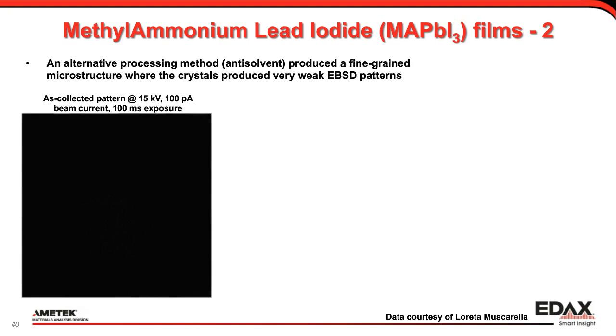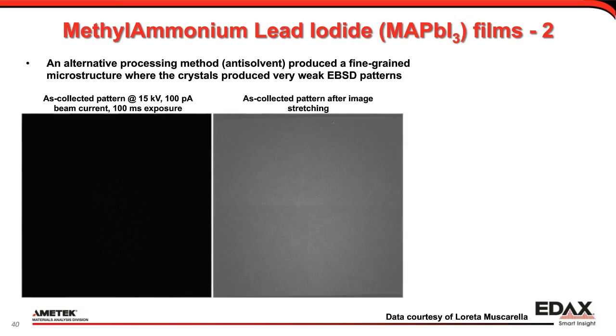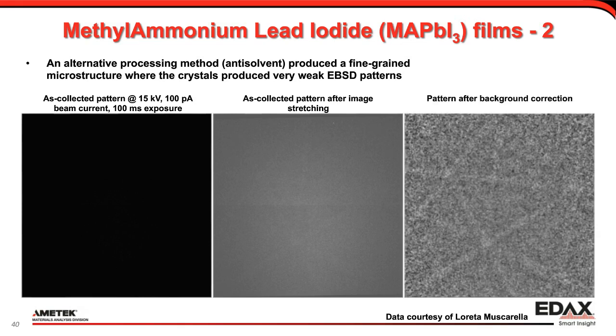Now, then let's go to a slightly more complicated one, alternative method. So here we have really weak patterns. Same beam conditions. This is the original pattern. It's not too exciting. If you really stretch the contrast, we get this. And with a little bit of goodwill, you might be able to spot some bands. And then we apply a bit more image processing to that. And we can actually see something. And this is about the best pattern from the data set.